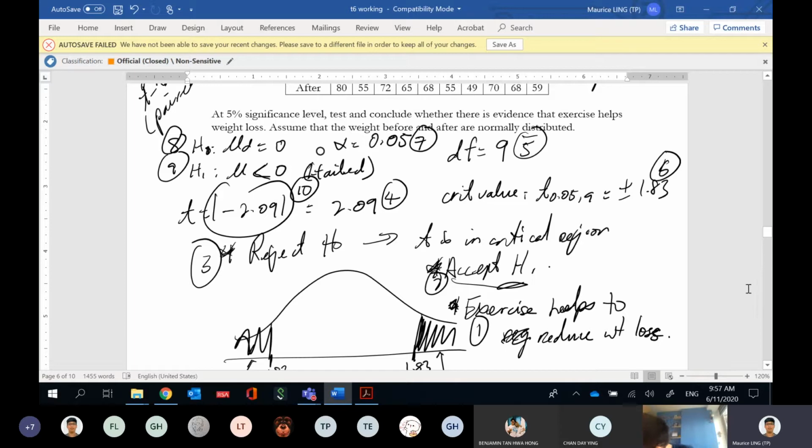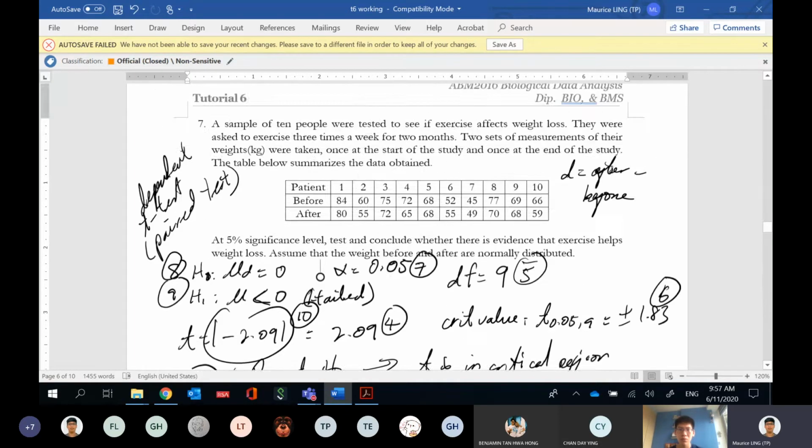All right. So this is why the final conclusion is three whole marks. So make sure you have all the 3 components in.